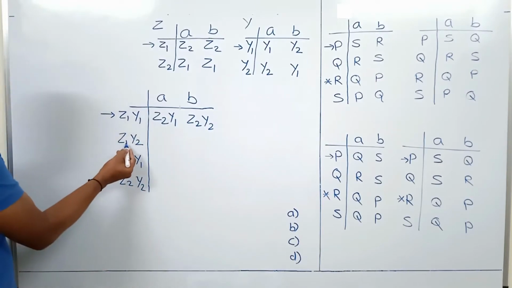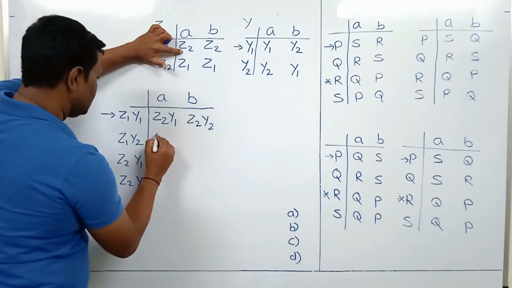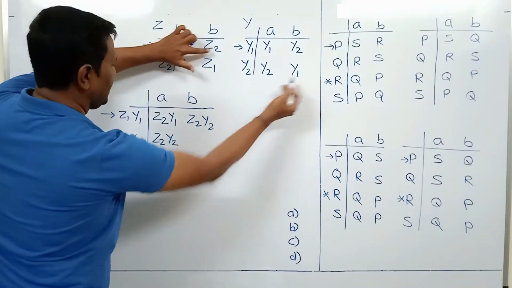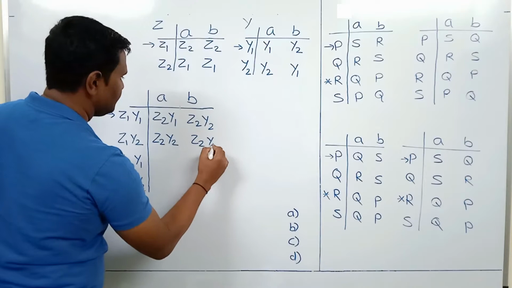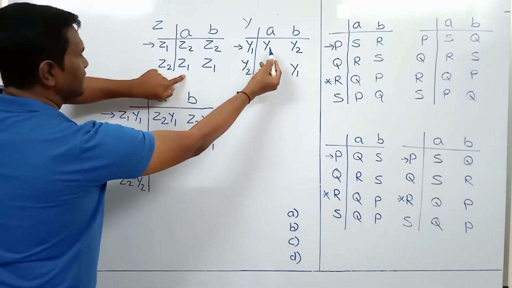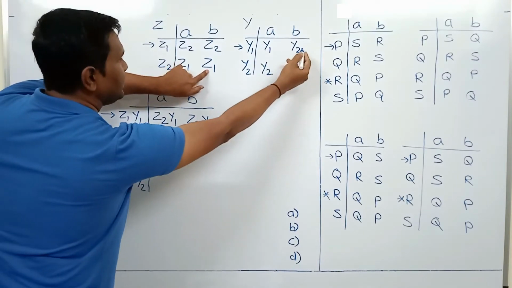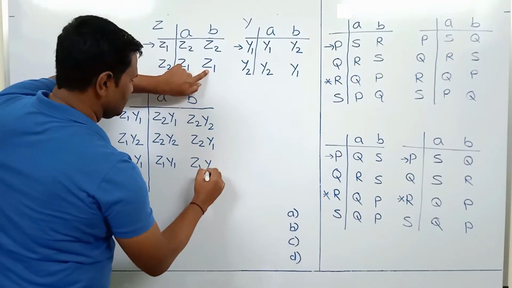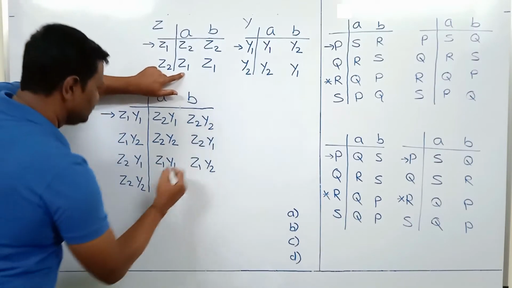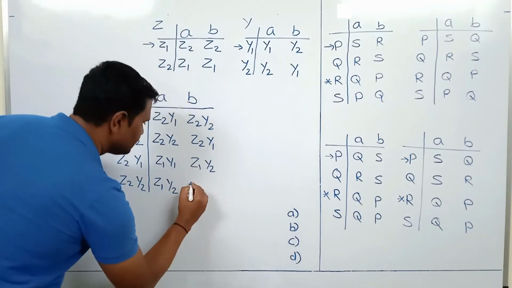Now let's consider transitions of z1 y2, z1 and y2. So z2 y2, z2 y2 and then z2 y1. Consider z2 y1, z2 y1, z1 y1 and then z1 y2. Transitions of z2 y2, z1 y2 and then z1 y1.